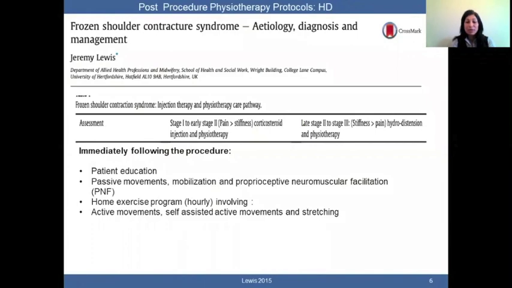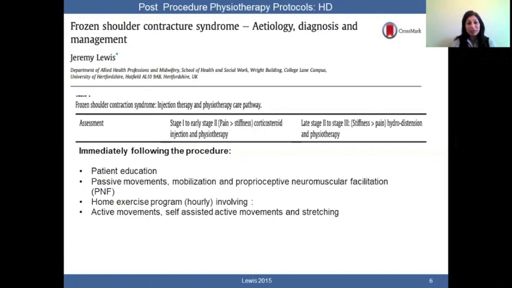When we come to rehabilitation following hydrodilation, it's slightly different in terms of aggressiveness. Here, physiotherapy can be started straight away after the procedure, or maybe waiting for 15 minutes to ensure that we monitor for adverse reactions.